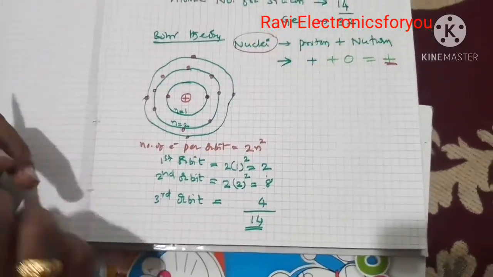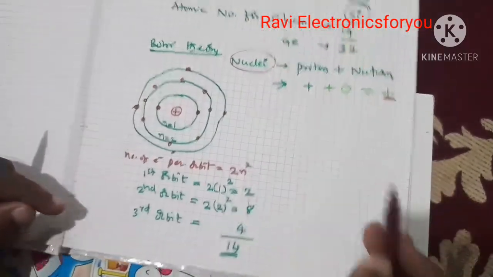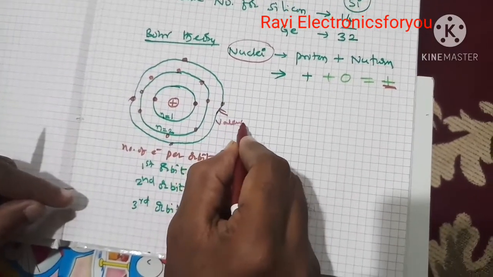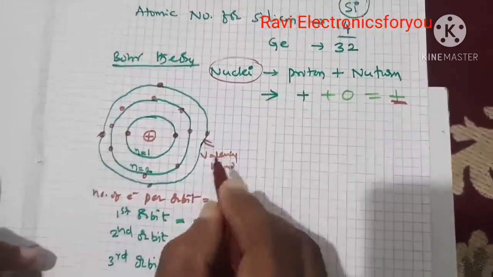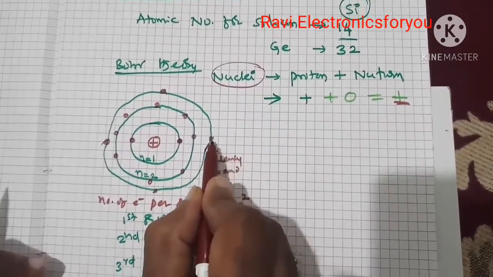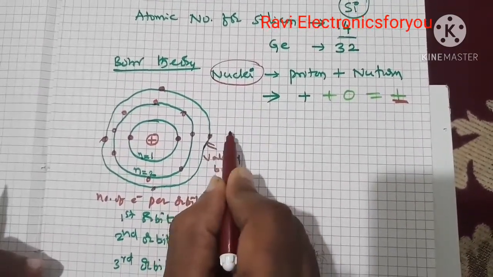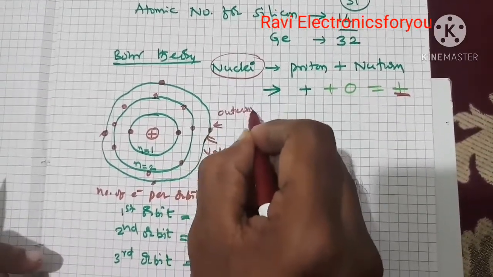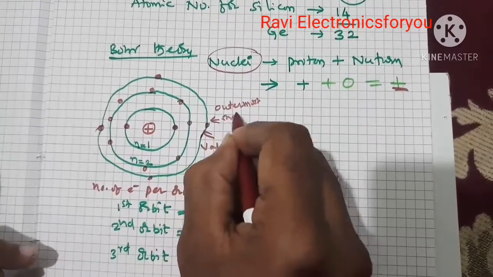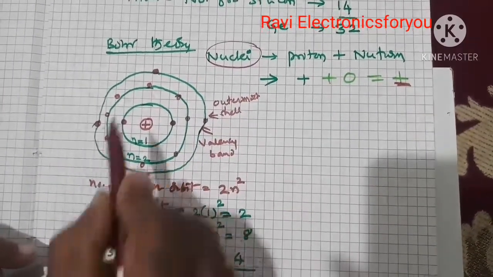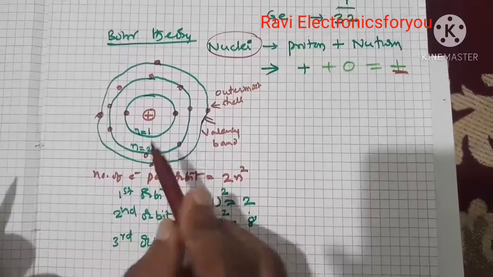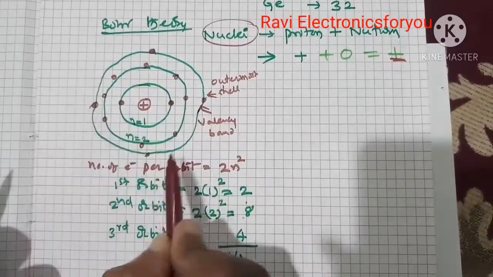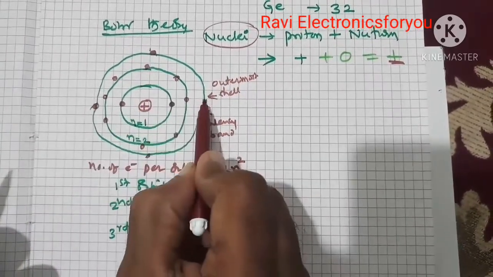This orbit is called the valency band, or the outermost shell. Outermost shell, or it is called the valency band. So if you observe, in the outermost shell we have 4 electrons: 1, 2, 3 and 4.